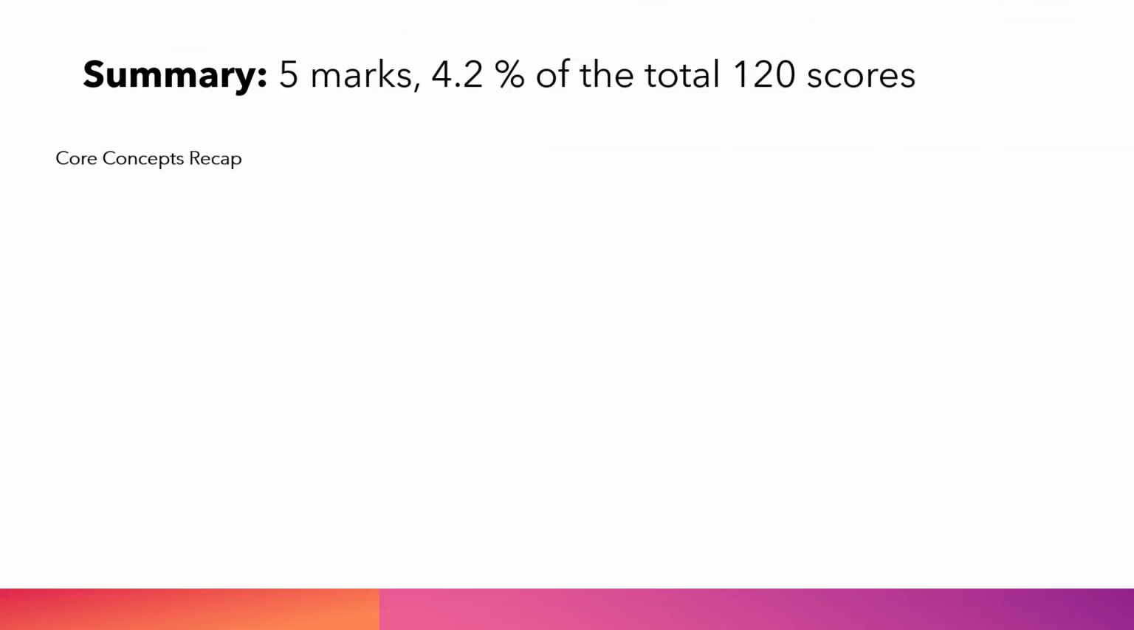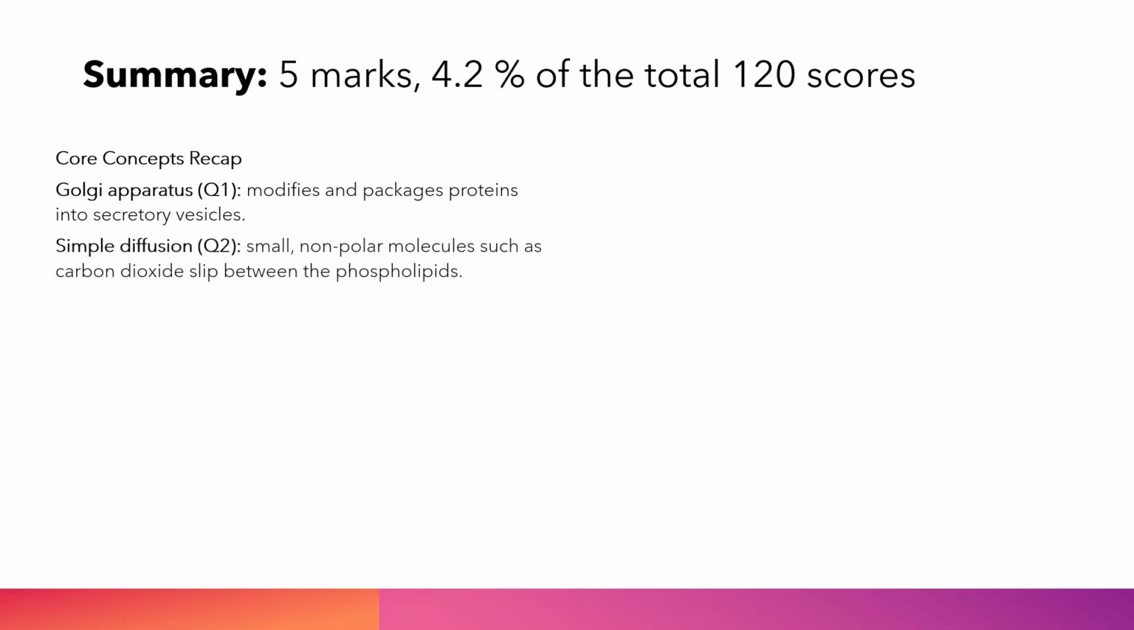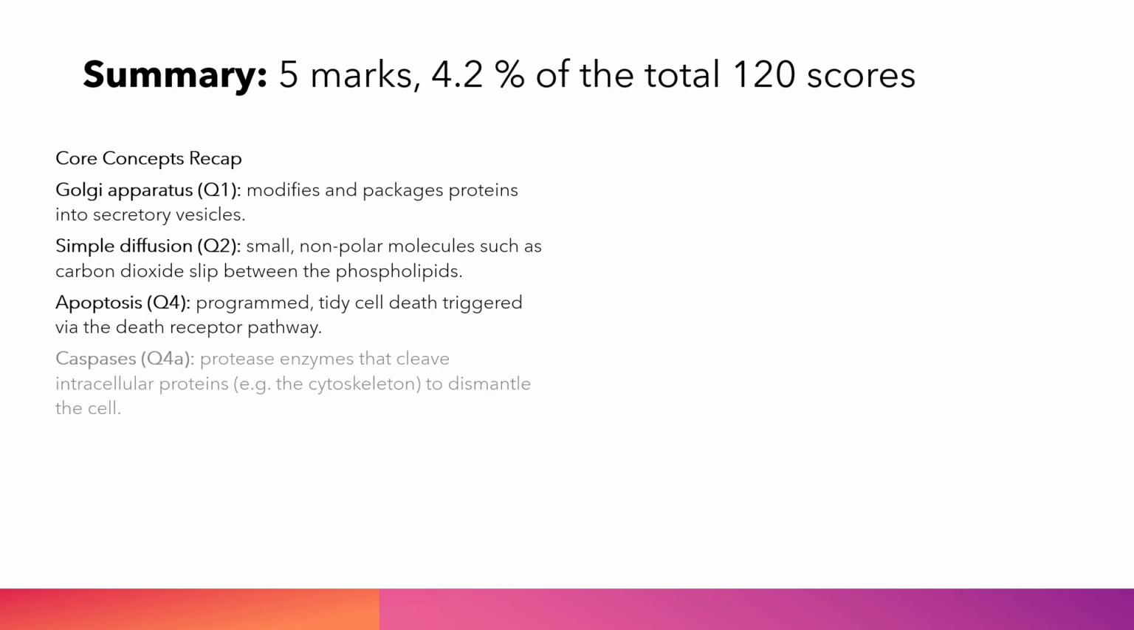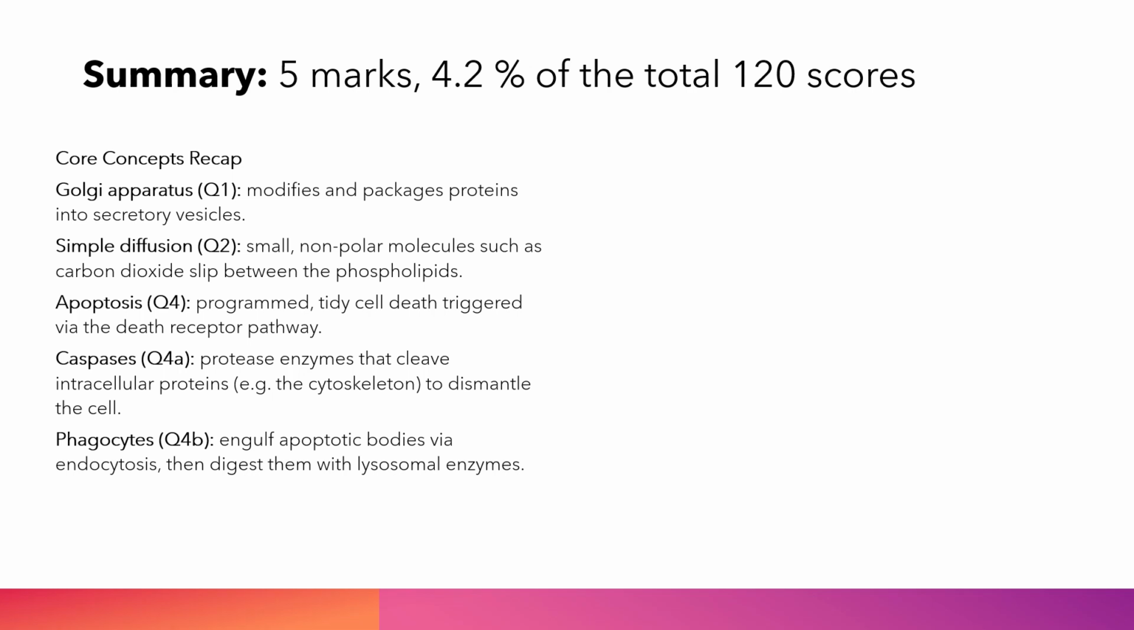Core concepts recap. Golgi apparatus: modifies and packages proteins into secretory vesicles. Simple diffusion: too small, non-polar molecules such as carbon dioxide slip between the phospholipids. Apoptosis: programmed, tidy cell death triggered via the death receptor pathway. Caspases: protease enzymes that cleave intracellular proteins, for example the cytoskeleton, to dismantle the cell. Phagocytes: engulf apoptotic bodies via endocytosis, then digest them with lysosomal enzymes.